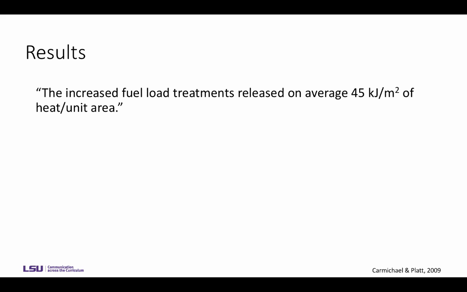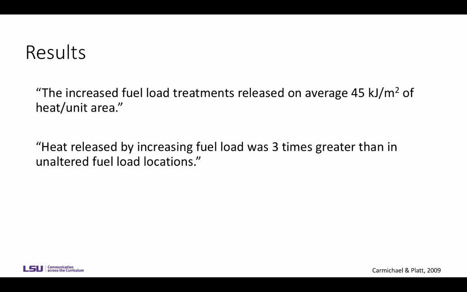I want to share an example with you on how to interpret your data for your reader. So the first bit here is the increased fuel load treatments released on average 45 kilojoules per meter square of heat per unit area. Now, unless you're someone who's studying fire intensity and fire severity, this may not make any sense to you. There's too much detail and it hasn't been translated. Instead, you could say heat released by increasing fuel load was 3 times greater than in unaltered fuel load locations. Now you've provided some more information. Someone understands that areas that had a higher fuel load burned hotter than the other area.